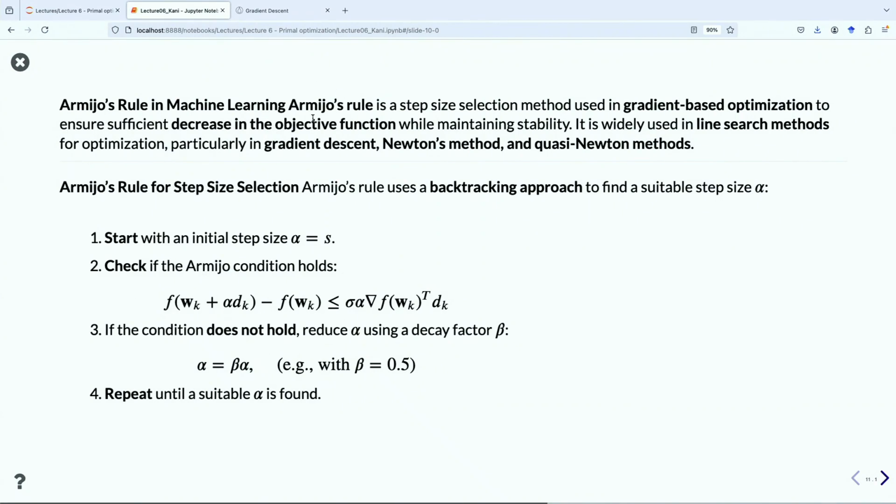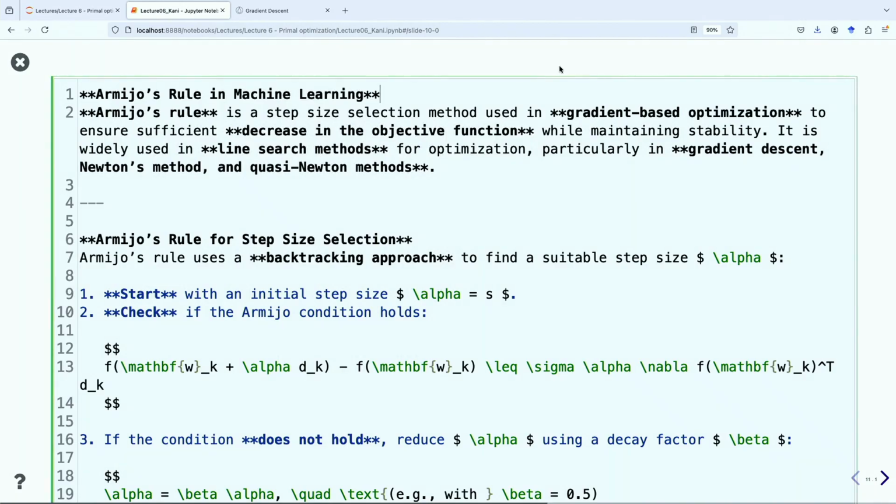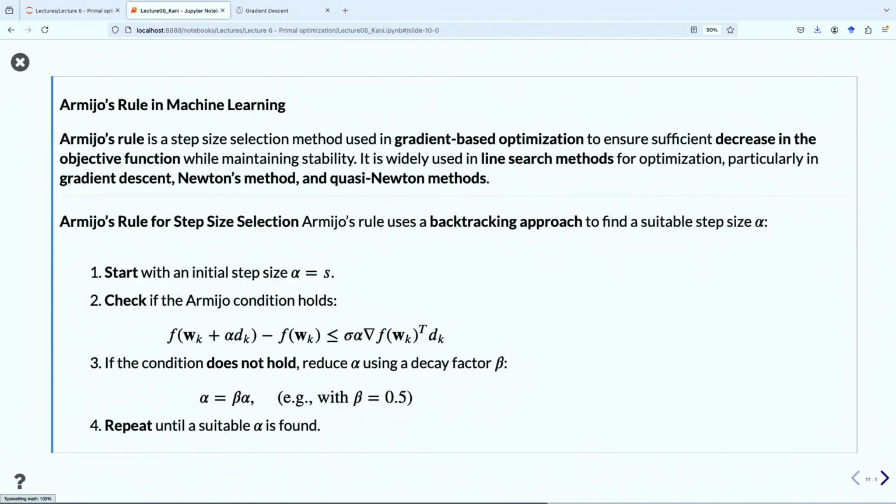Armijo's rule for machine learning is simply that you start off with the initial step size, and then you have a condition. As long as the condition holds true, you don't update the step size.